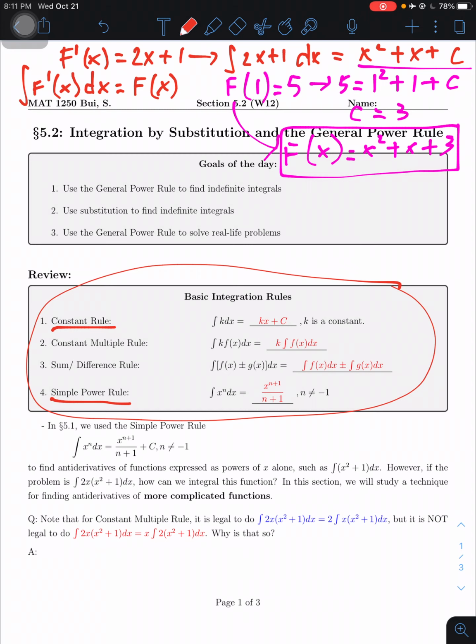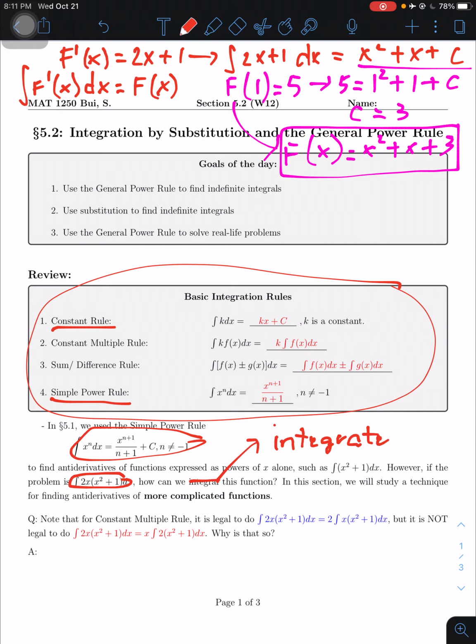In the last section, 5.1, we used a simple power rule, this one here, to find the antiderivatives of functions expressed as powers of x alone, such as x squared plus 1 dx and so on, right? However, if the problem is something ugly like this one, where you don't have just x and there's no way to split it out, how can we integrate this function? This one is supposed to say integrate, not integral. There's a typo here, let me rewrite this word. How can we integrate this function?